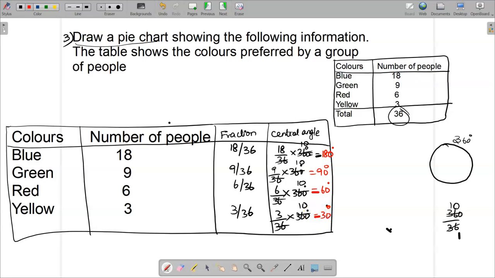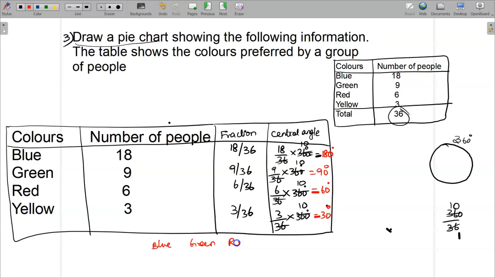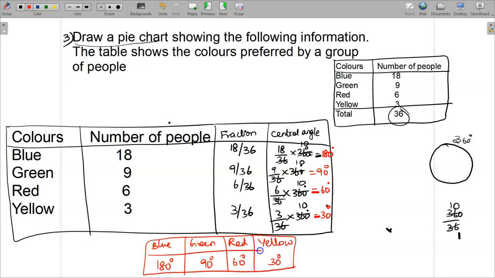So using these values, for each and every color, blue, green, red and yellow, what are the central angles obtained? For blue, it is 180 degrees. For green, it is 90 degrees. For red, it is 60 degrees. For yellow, it is 30 degrees. Using these values, we are going to draw the pie chart now.